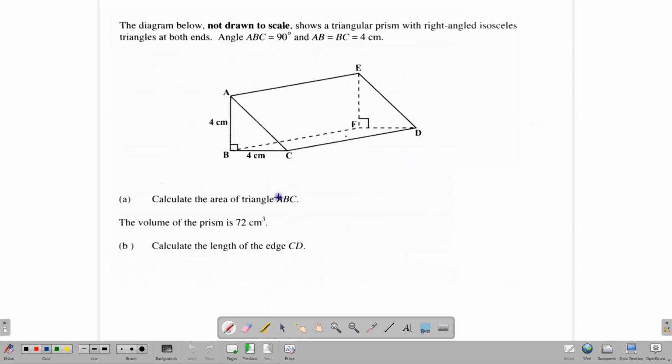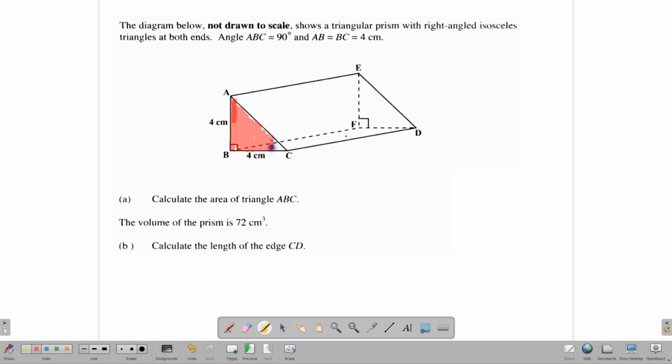In this one, it is a triangular prism. And so the first part of the question says, calculate the area of the triangle. The area of the triangle, you notice here, is the cross-section. So this triangle is the cross-section. And once we find the cross-section, then it becomes easy to calculate the volume because the area of that cross-section multiplied by the height or the length gives us the volume.